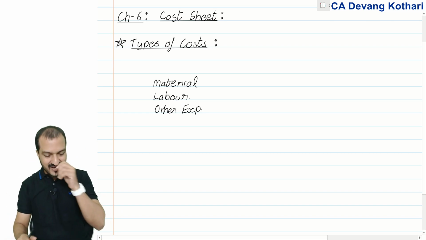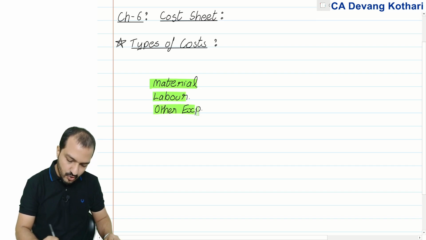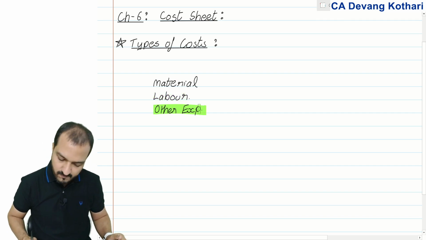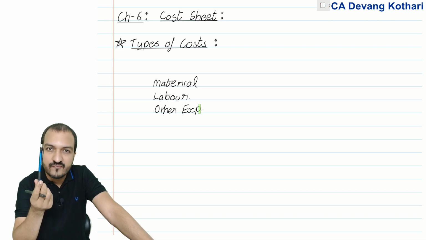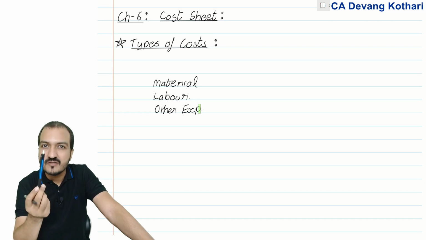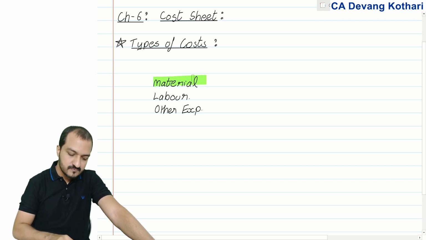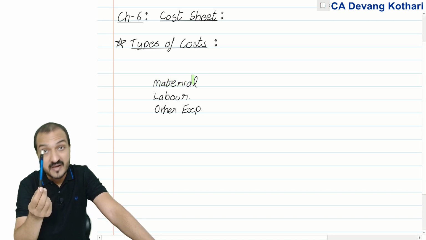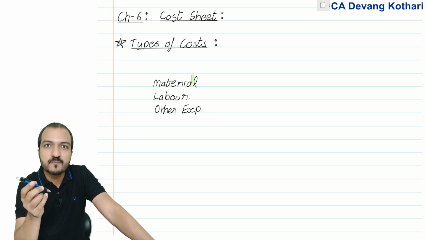So right now, initially, I classify my cost under only three components: material cost, labor cost, and other expenses. Let's say this is the pencil that I'm manufacturing. Now you give me an example: for manufacturing this pencil, what would be an example of material cost? What kind of material do I consume in manufacturing this pencil? Plastic, yes, because this is a mechanical pencil, so plastic material is used. What else?